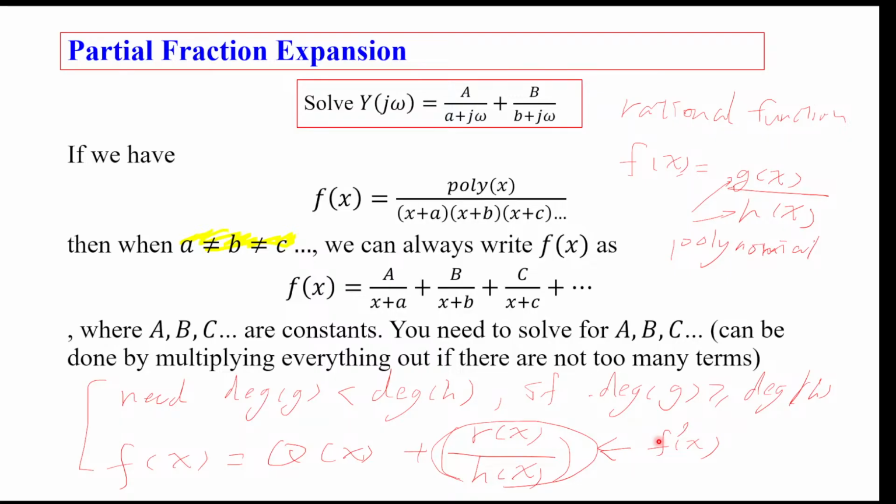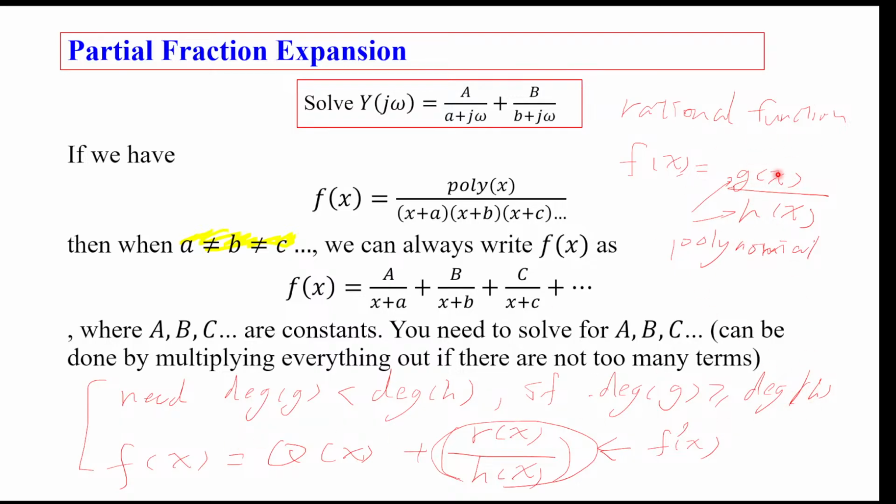Okay, and here we also have another disclaimer. So we say for any rational function g of x over h of x, we can always do this, and it's not quite true. We also need the degree of g less than degree of h for this to be true. Okay, but you can also deal with the case where the degree of g is greater than the degree of h.